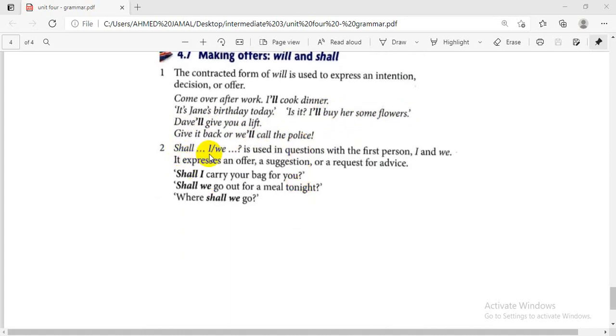Shall we is used in questions with the first person I and we. It expresses an offer, a suggestion, or a request for advice.